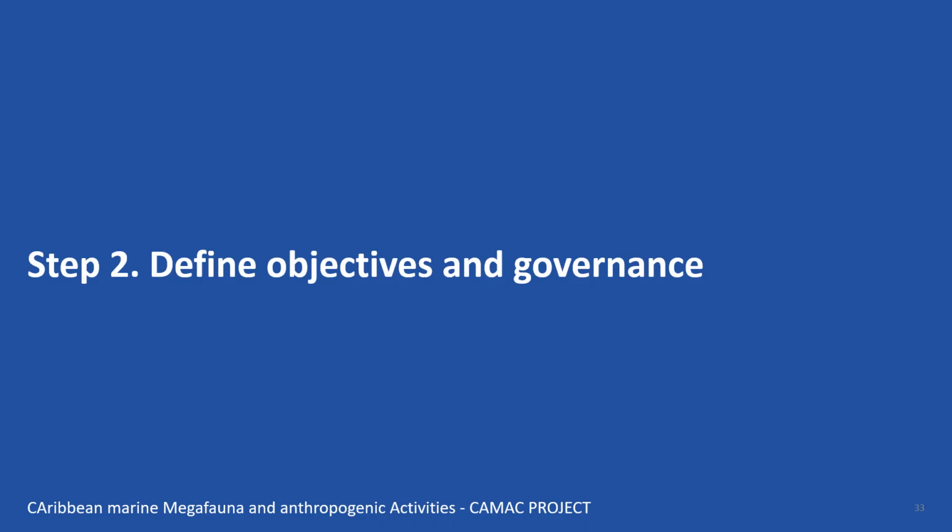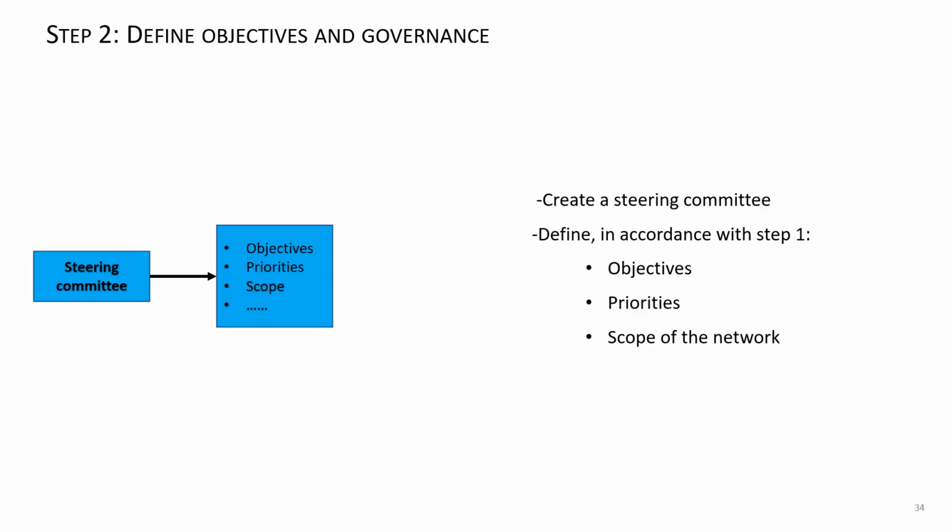Step 2. Define objectives and governance. First, your network is going to involve several organizations. You may create a steering committee representative, of course, of the network members, volunteers, NGOs, research centers, MPAs, local authorities. Then the steering committee can, in accordance with step 1, define the objectives, priorities, and scope of the network.